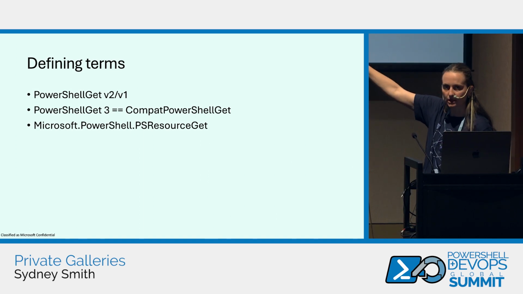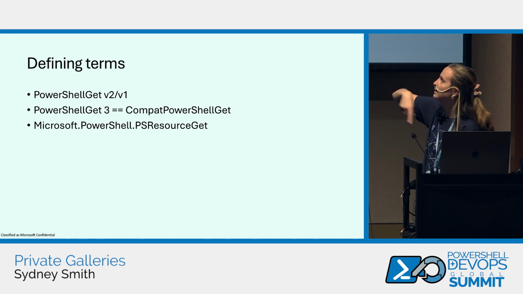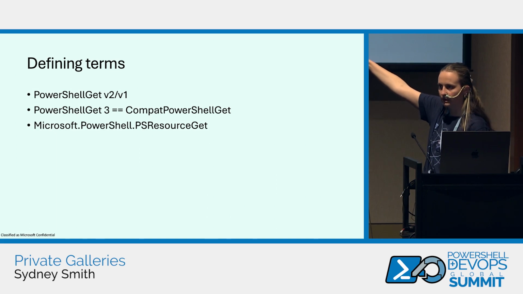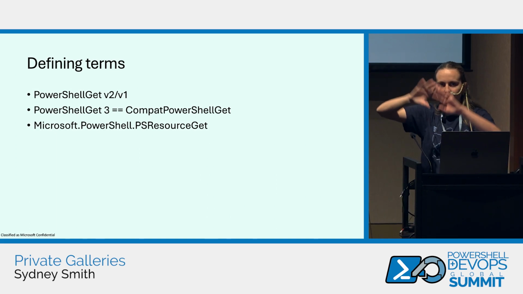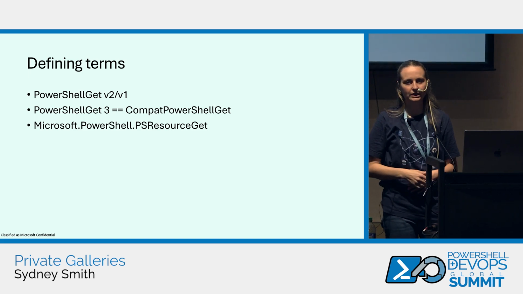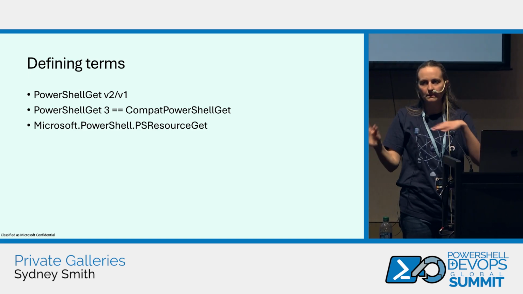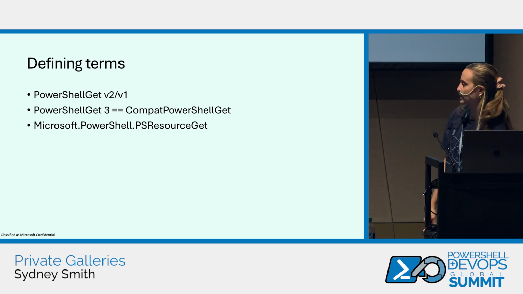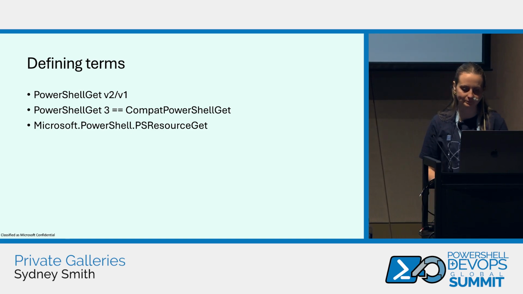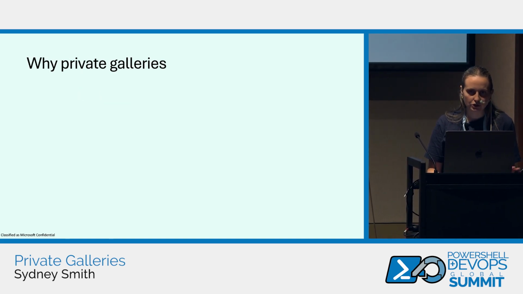PS Resource Get 1.0, GA'd this past October. And then we've got V2 and V1 of PowerShellGet. So that's the landscape we're looking at when we're talking about the key modules in the package management landscape in PowerShell today.